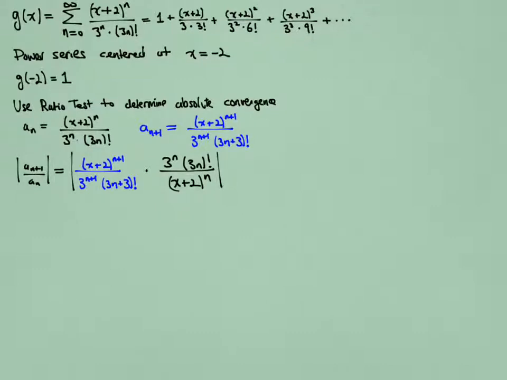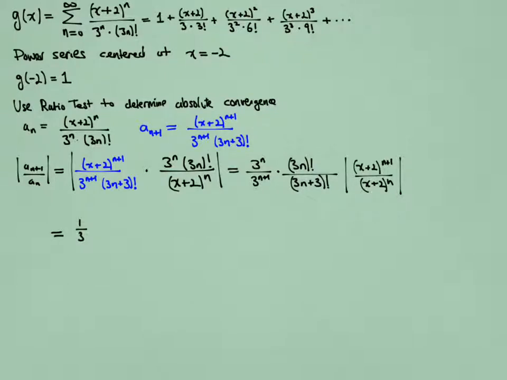There are some factors that are in common. I have 3 to the n over 3 to the n + 1, and certainly there will be some canceling there. I have these two factors with factorials, so I'll keep them together. And then I have these two terms that have powers of x, and I'll keep them together. Notice these terms are all positive and so don't require the absolute value, but the terms involving x could potentially be negative, and I better keep the absolute value around those two factors.